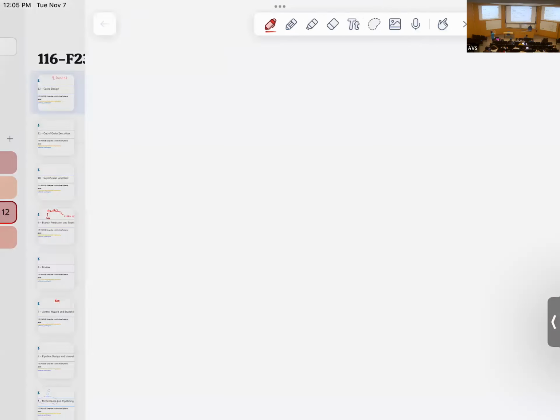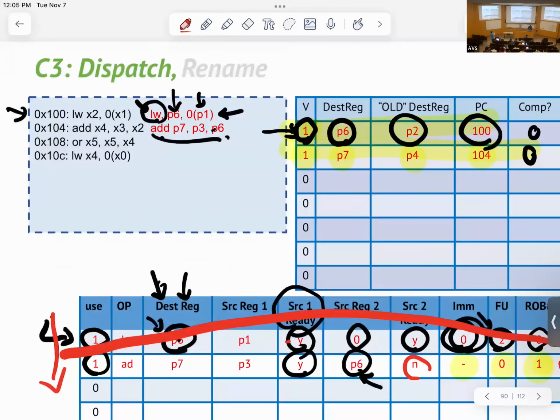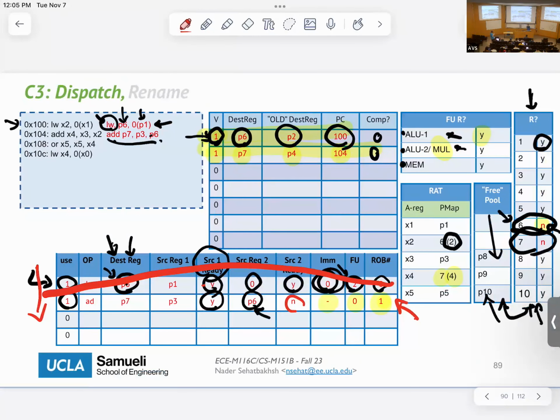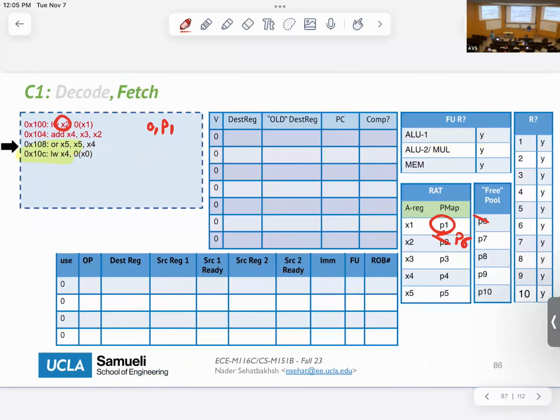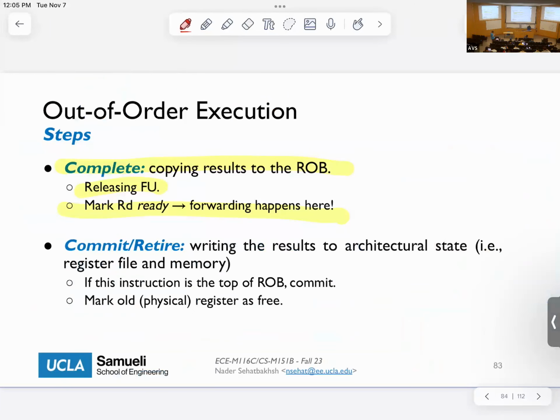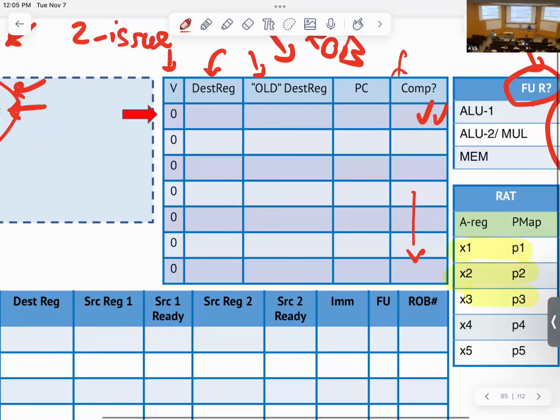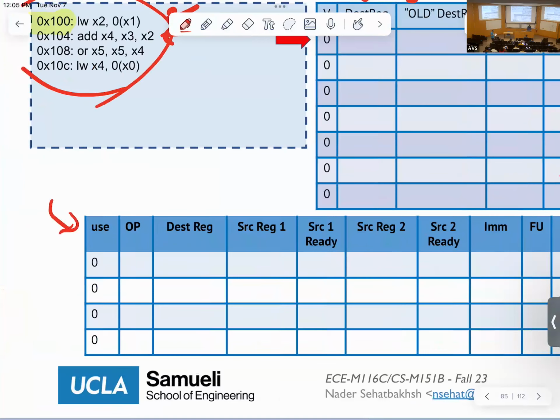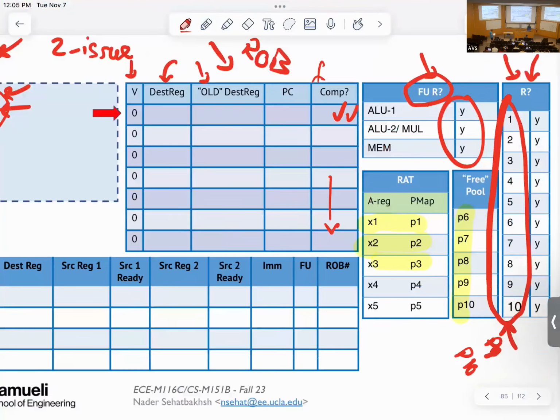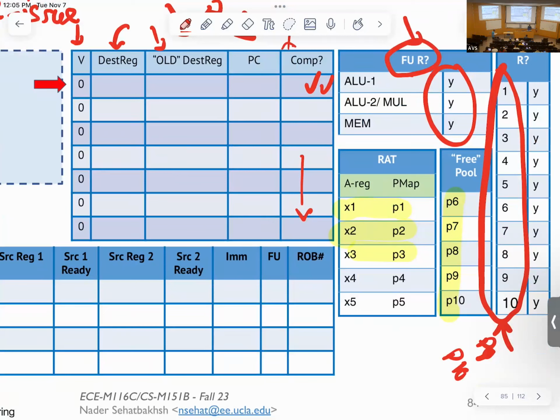So let's go back. If you remember, we were discussing out of order execution. We gave you this step-by-step approach that we have. This thing called ROB here. We have this thing called reservation station here. And then we have a bunch of things to keep track of what is ready and what is not ready. We have functional units, register alias table, and some free pools of registers for keeping track of things.